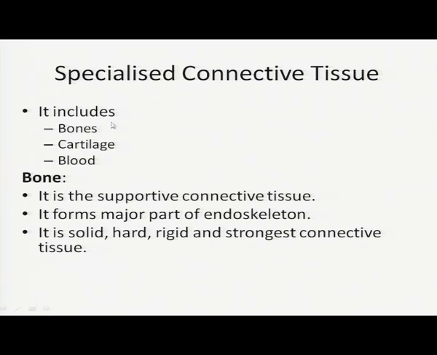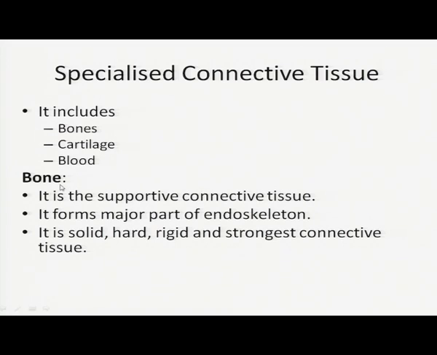Now, coming to the specialized connective tissue. Which one is special connective tissue? Yes, of course, they are the bones, cartilage and blood. Bones, cartilage and blood are included under the category of special connective tissue.